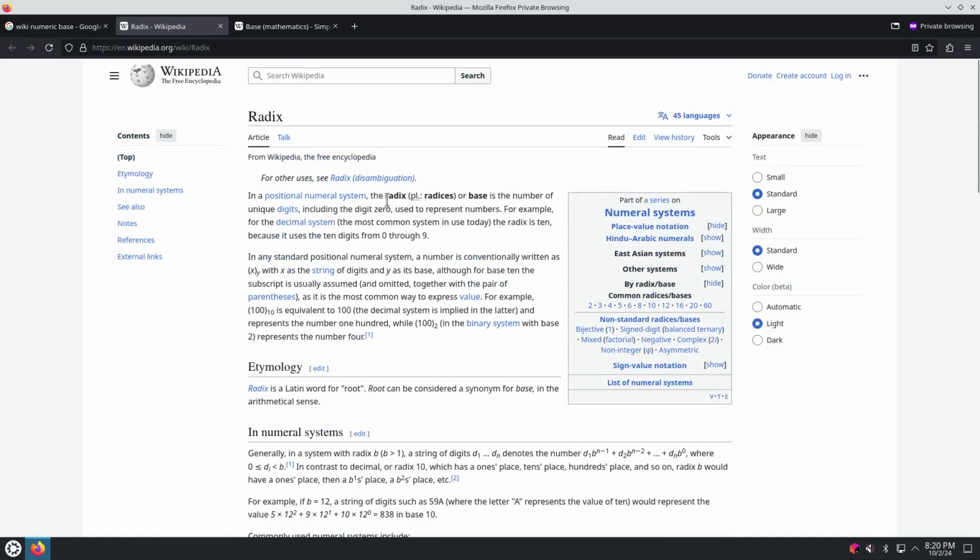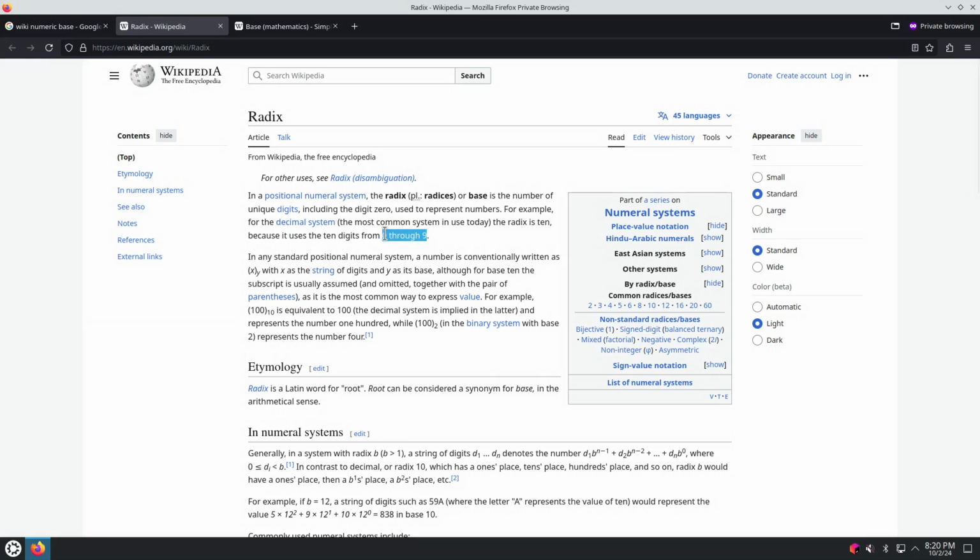Radix is a synonym for base in the various numeral systems which exist. There's the one that we use, which is the Hindu-Arabic base 10 with digits from 0 through 9. So inclusive 0, inclusive 9. 0, 1, 2, 3, 4, 5, 6, 7, 8, and 9.